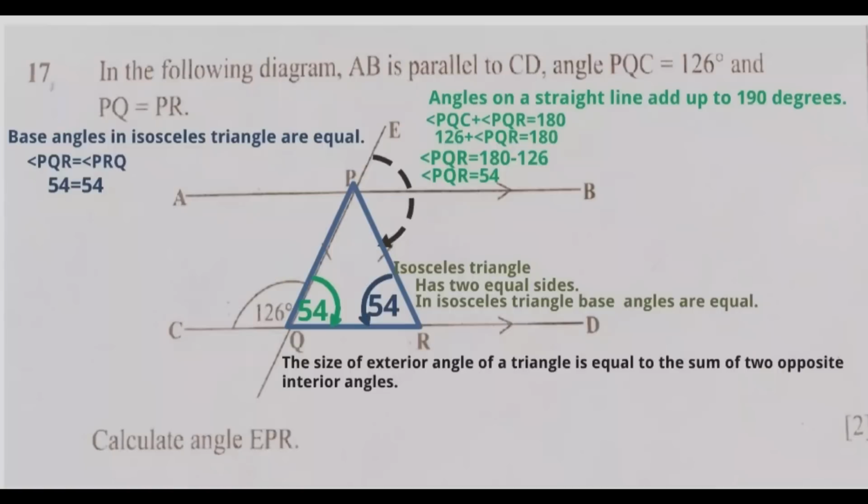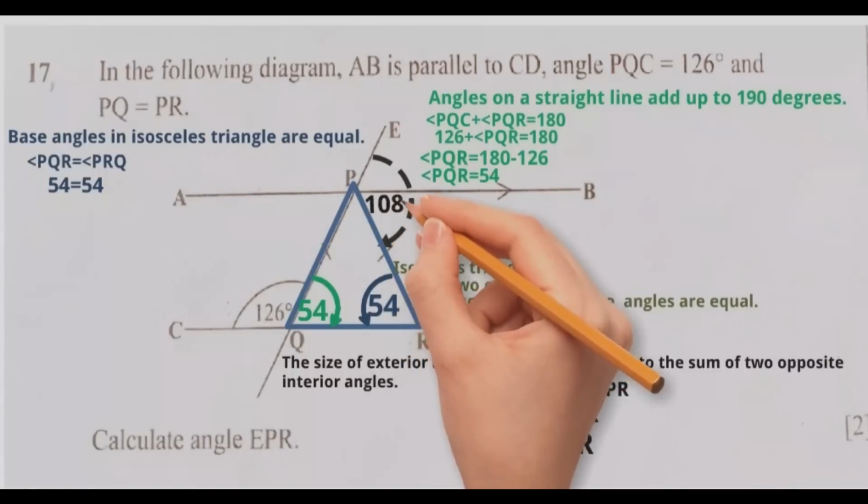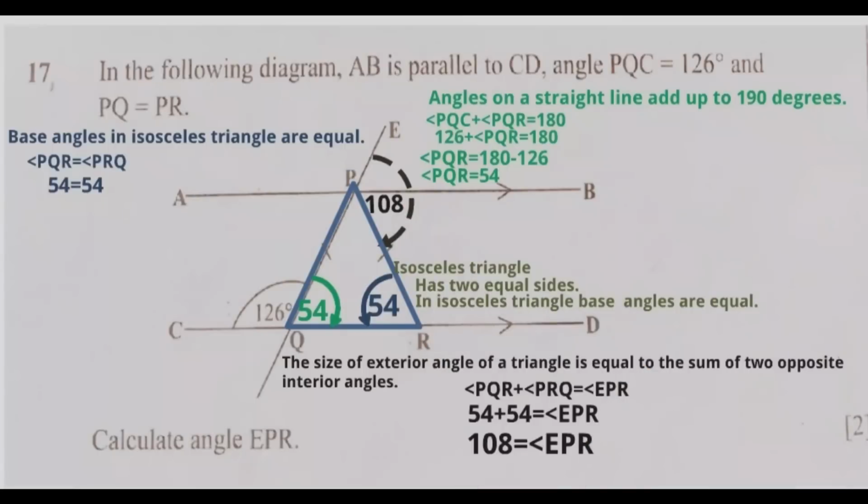Okay, so what we're going to do now is write angle PQR plus angle PRQ is equal to angle EPR. Then that is 54 plus angle PRQ, which is 54, so we have 54 degrees plus 54 degrees, which is equal to angle EPR. Then we add 54 plus 54, it's going to give us 108 degrees. Therefore, the angle EPR is equal to 108 degrees. Okay, so basically this is what you do when you're solving this question.